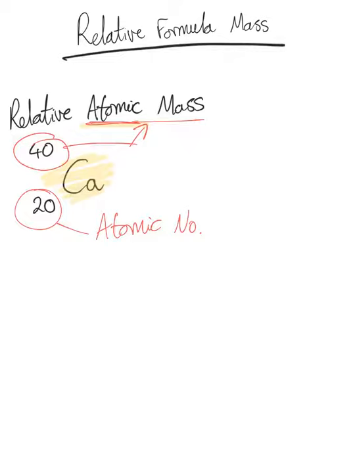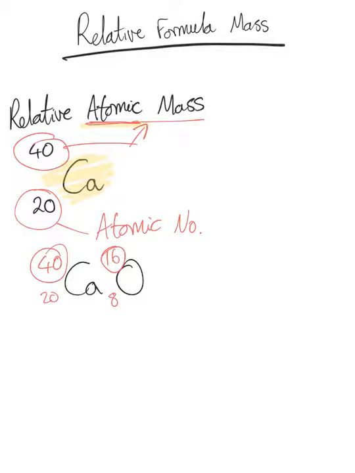Now, if we're talking about a formula mass, we're talking about a compound. For example, let's talk about the compound calcium oxide. Now, we know the relative atomic mass of calcium is 40, and we know the relative atomic mass of oxygen is 16. So we're using those top numbers.